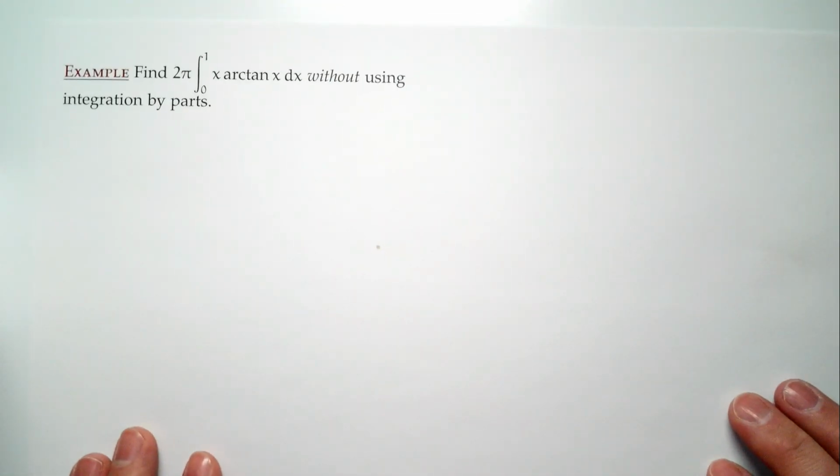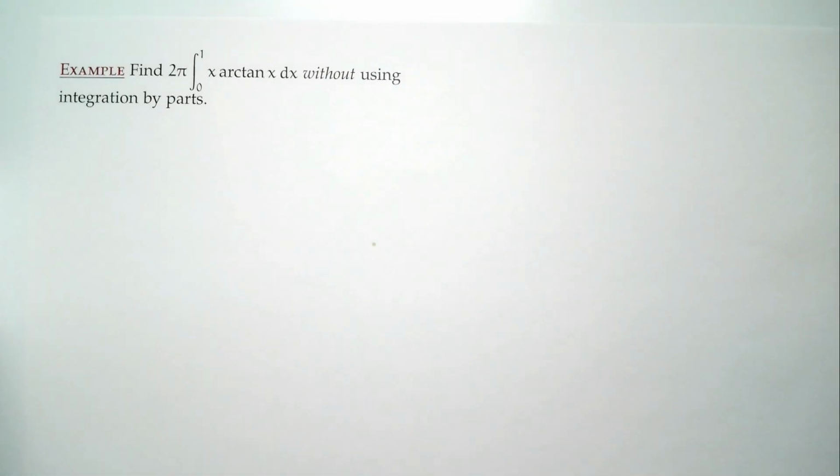All right. Find the integral, 2 pi times the integral from 0 to 1 of x arctangent of x dx, without using integration by parts. Now see, we know how to do this, doing integration by parts. But now it says, no. No integration by parts will be harmed in the solving of this problem. So we want to find the answer without it.